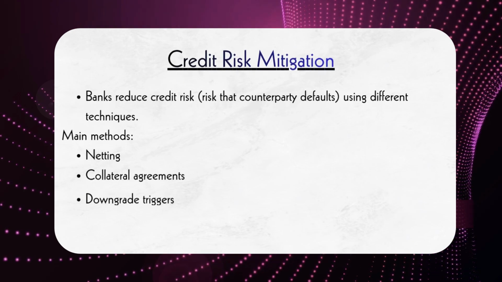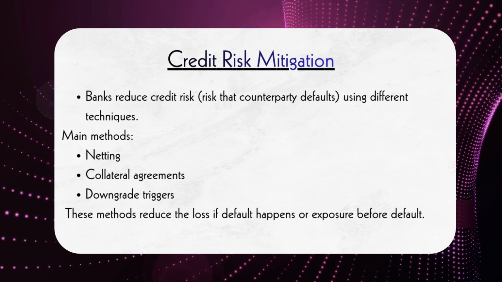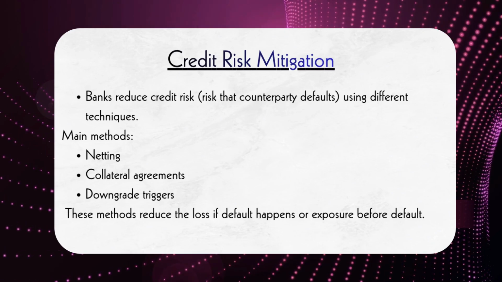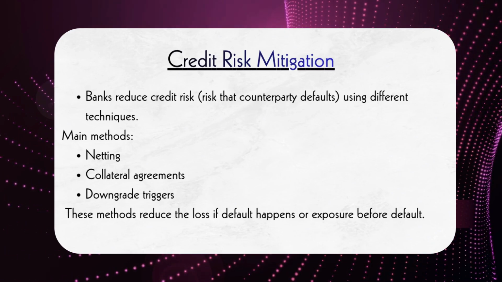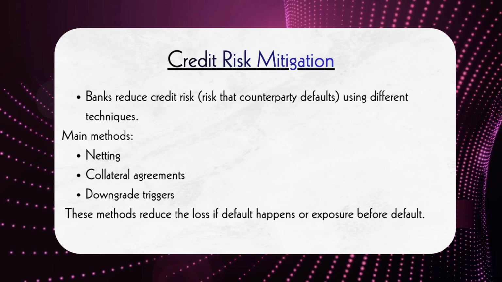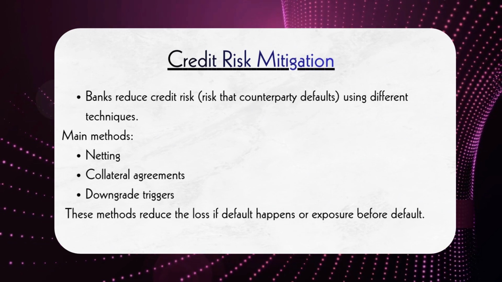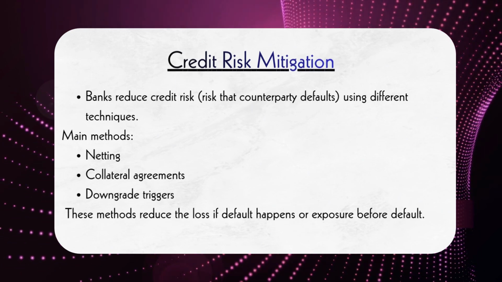Today, we are going to understand credit risk mitigation in a very simple and intuitive way. Credit risk means the risk that the counterparty may default and fail to pay what they owe. Banks actively try to reduce this risk using three main methods: netting, collateral agreements, and downgrade triggers. Let us start with netting.